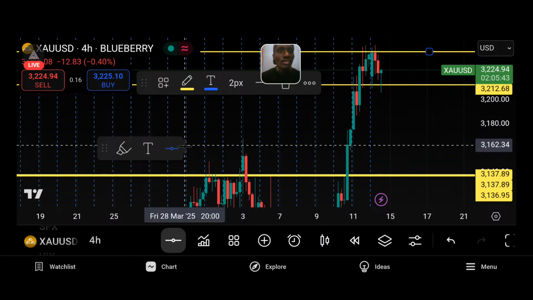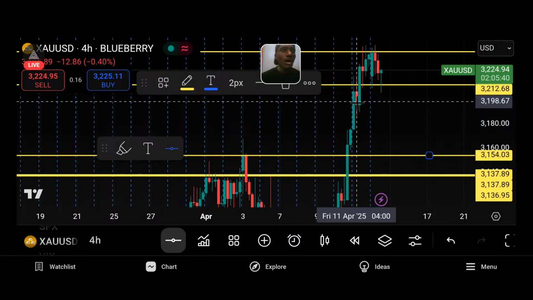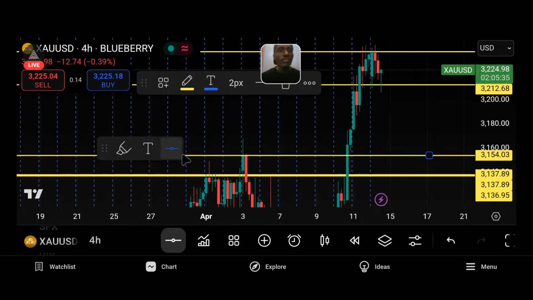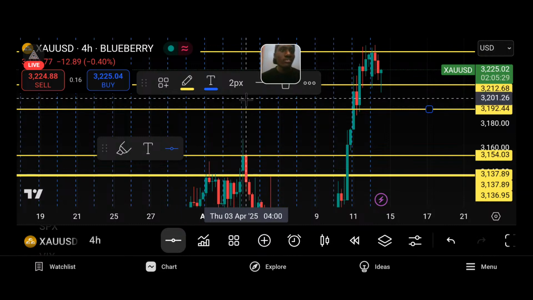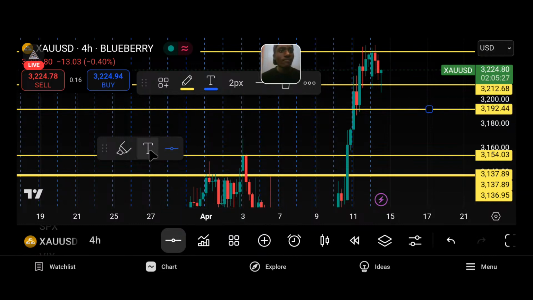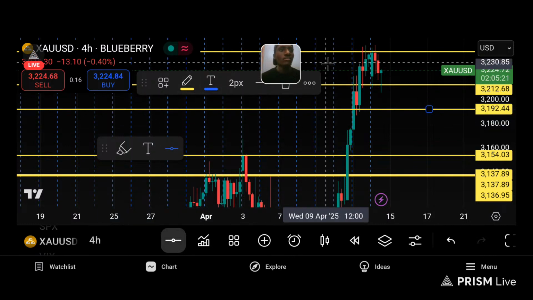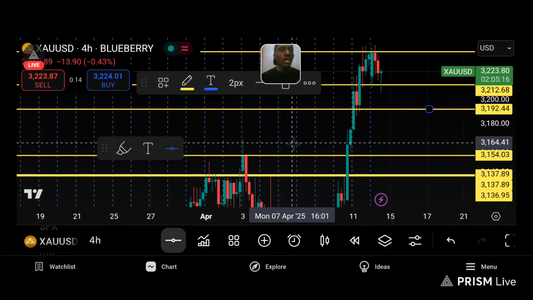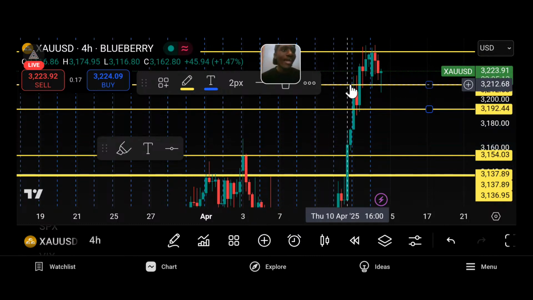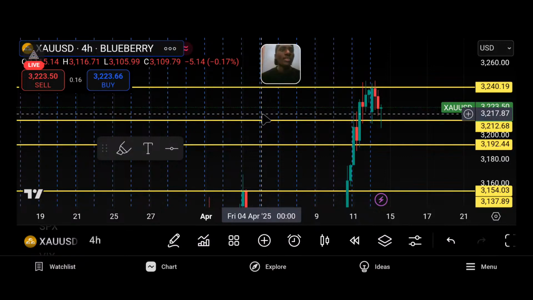Let's put just the last resistance right there. Let me put another resistance right there. So this is a range. Let's call it range A. This one is range A, and this is range B that we're in. We're expecting price to break either below this support or above resistance at 32.39. So that is where you want to trade.